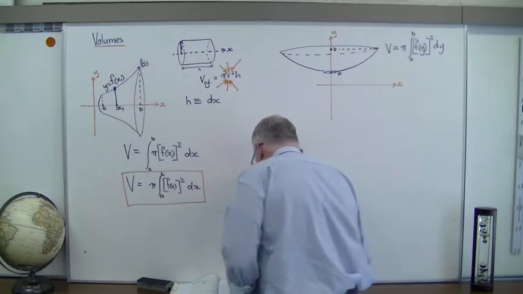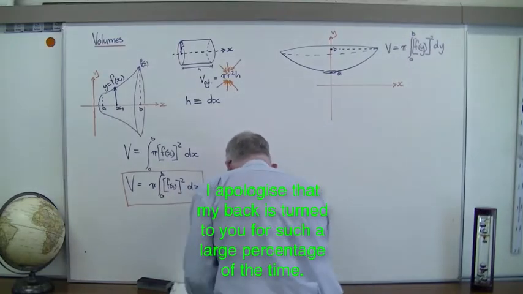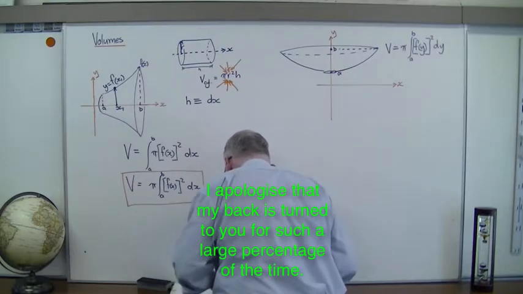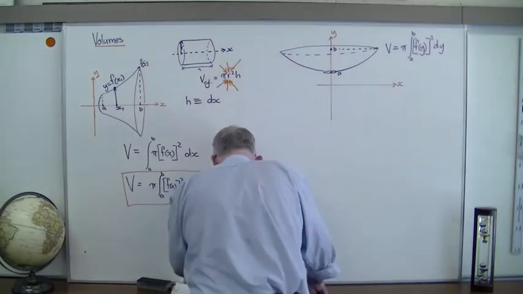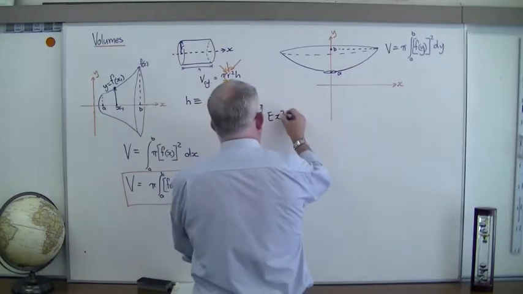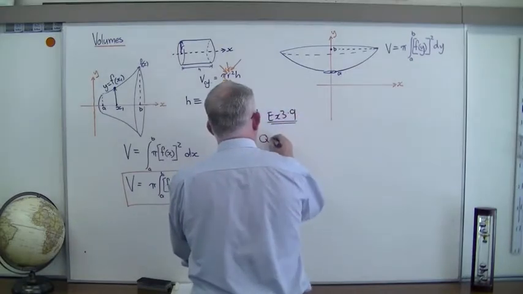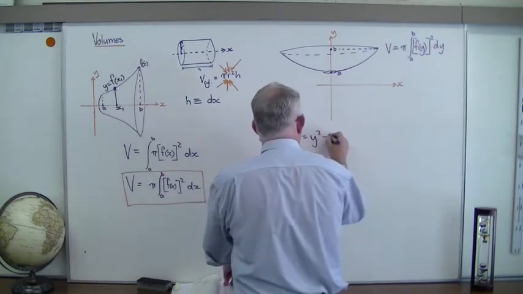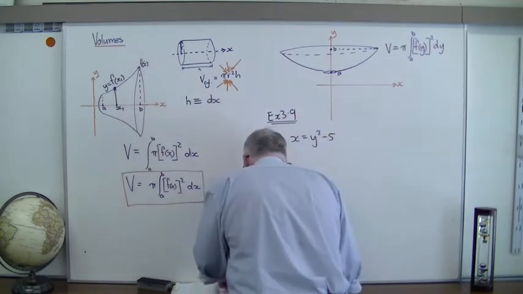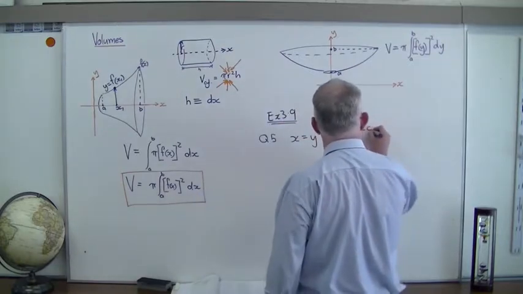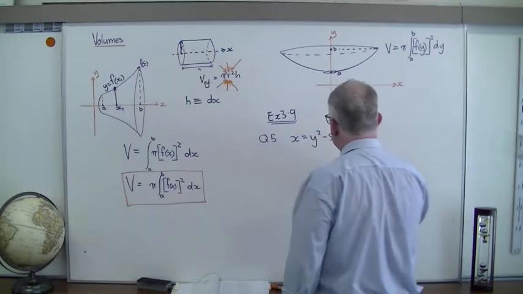Okay, so let's have a look at a question. I'm just going to pick one out. It doesn't matter which one, so I'll just jump straight into, say, question. Okay, we'll do question 5. So it's exercise 3.9, question 5. x equals y squared minus 5 is rotated around the x-axis between 0 and 3. So from x equals 0 to x equals 3.